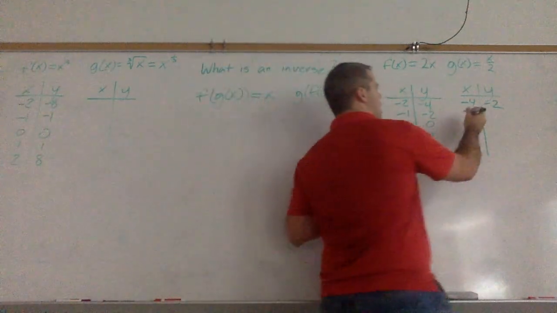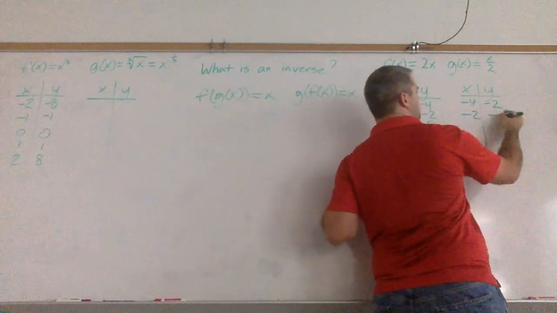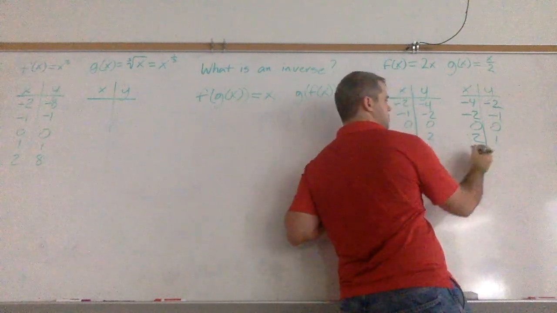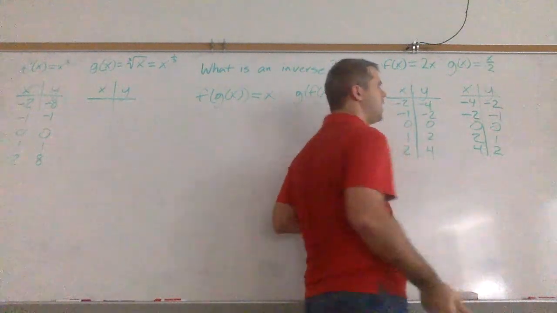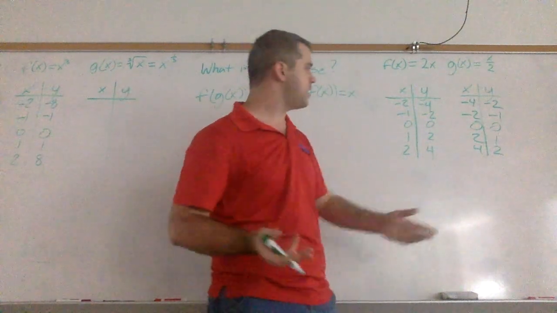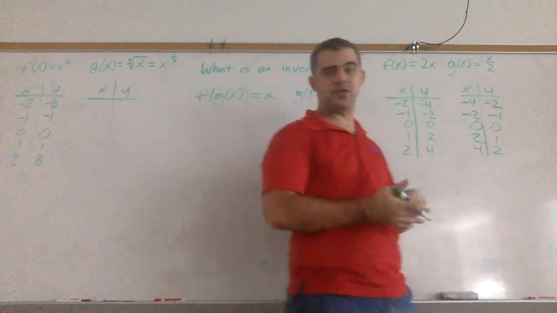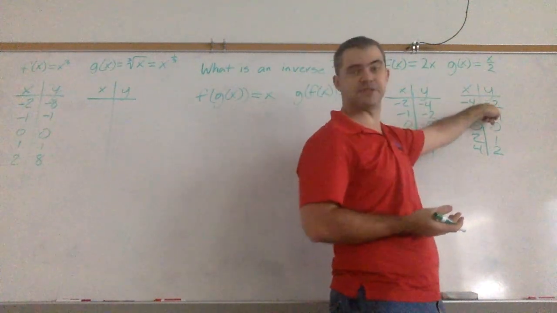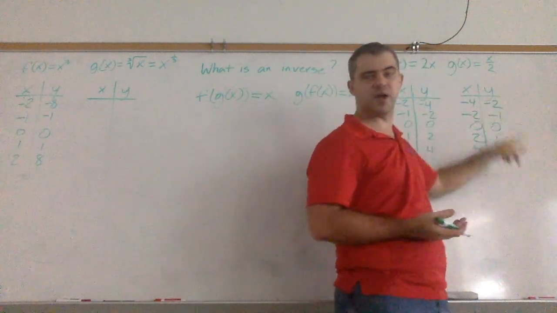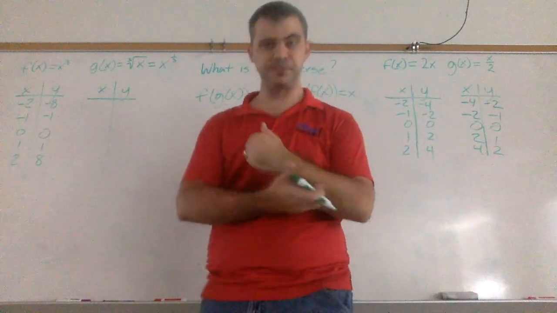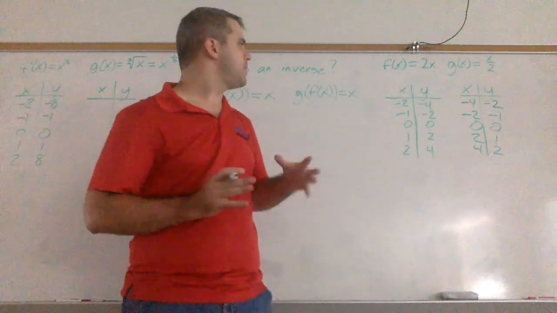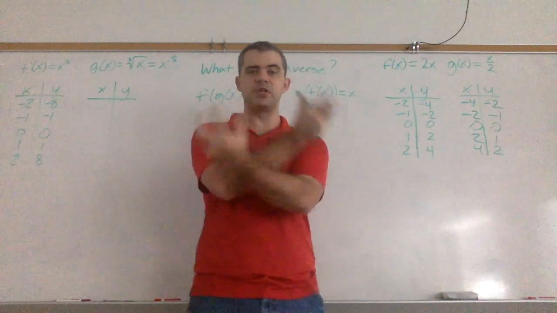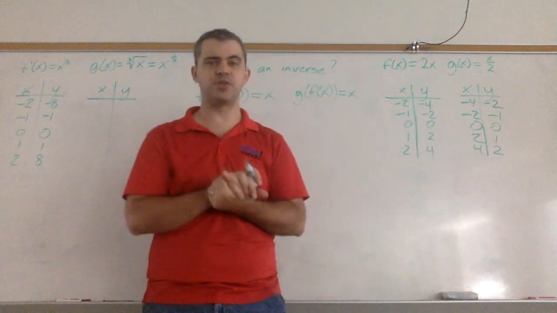So here I go. Again, I'm going to switch my x and y, switch my x and y, switch my x and y. And if you'll notice, that is the ordered pairs for this. Half of -4 is -2, half of -2 is -1, and so on. Okay, so that's how these inverses work. They're switching the input and the output. They're switching the x and y.